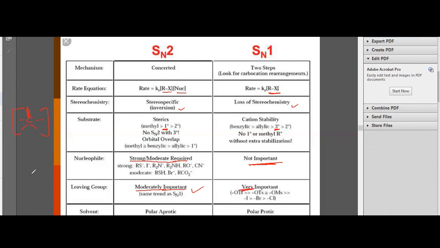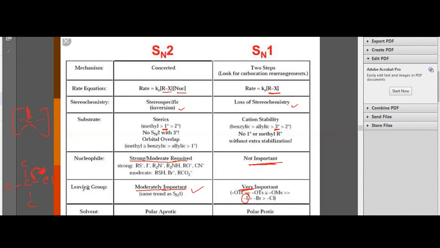Why? Because the rate determining step, which is the slowest step of the reaction, depends on how the CX bond breaks, right? This is the slowest step to form the carbocation for SN1 reaction. So the good leaving group is very important. Iodine is very good compared to bromine. Bromine is better compared to Cl. So a good leaving group is very important. Good leaving groups can be obtained if the CX bond is longer.